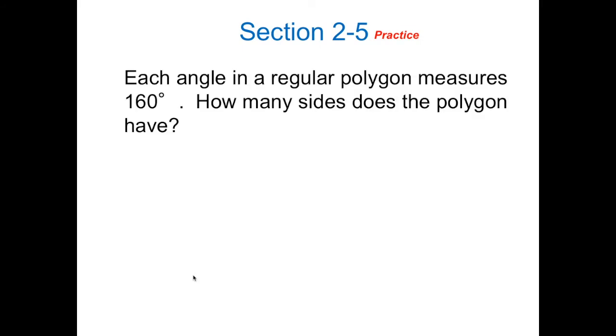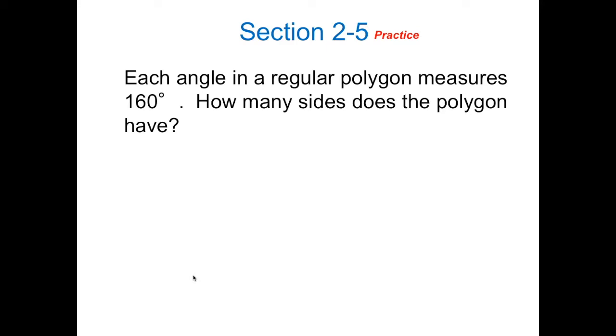All right, moving on. We're a little bit of practice here. And taking things a step or two a little bit more difficult is I'm going to start by giving you the angle measurement. So each angle in a regular polygon measures 160 degrees. So you have the individual angle measurement. First of all, is 160 degrees bigger or smaller than all of the angle measurements we've seen so far?